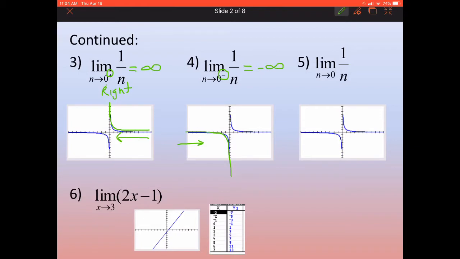Now what's new is that we're now looking at as n approaches 0, but notice I don't have a plus or a minus sign, so that means I'm coming from both directions. Well, when we're coming from this way, it's approaching infinity from the right, and when we're approaching from the left, our limit was negative infinity. Well, when I don't have the plus or minus, then I'm approaching from both sides, and if they aren't approaching the same value, then our limit doesn't exist. So we say the limit doesn't exist, or DNE.